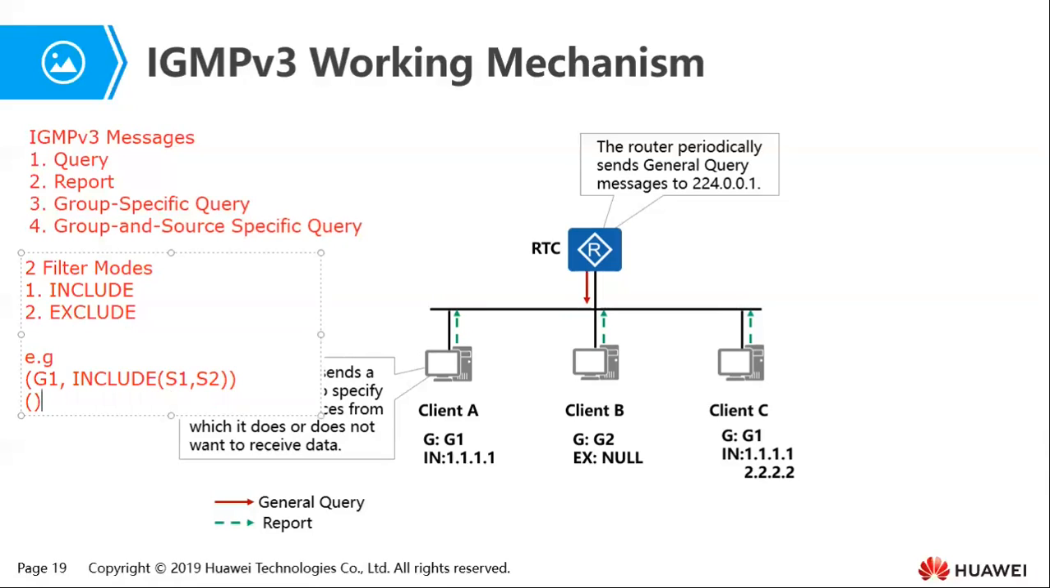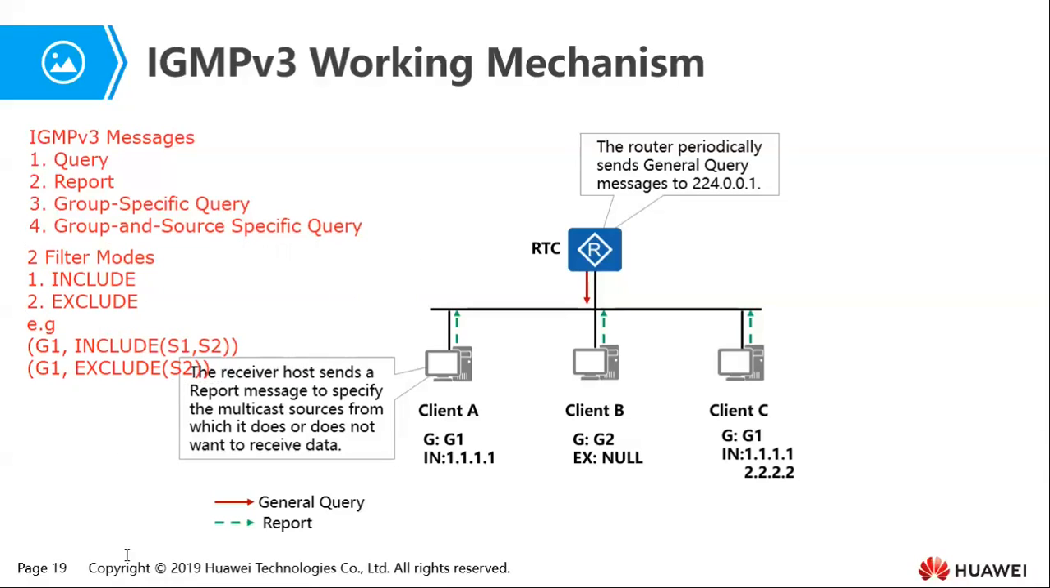When sending the report, it can also say, yes, I want to join group 1, but exclude, I don't want to receive from source 2. Here we're using source 2 and source 1, but really it is the unicast address of the source from which you don't want to receive, or from which you want to receive. G1 here is the multicast address of the multicast group that you want to get. So that is how IGMP version 3 enables what we call source specific multicast.